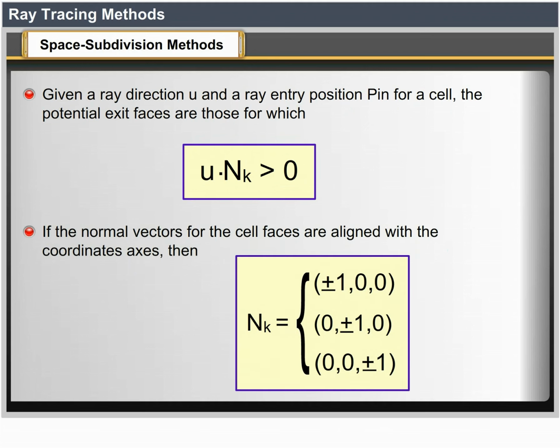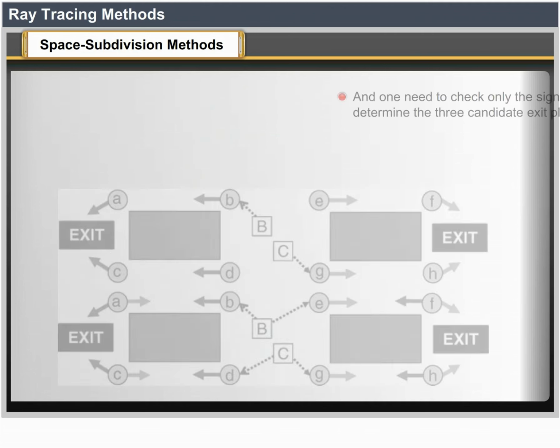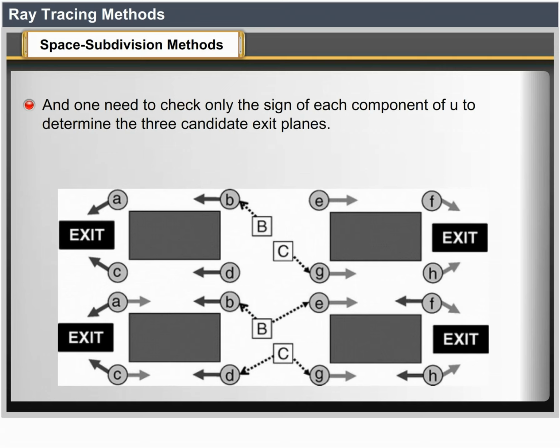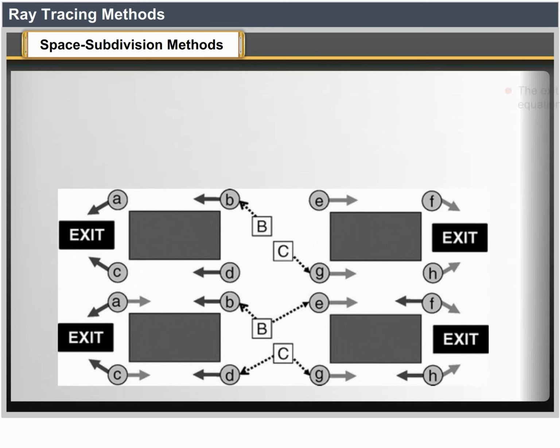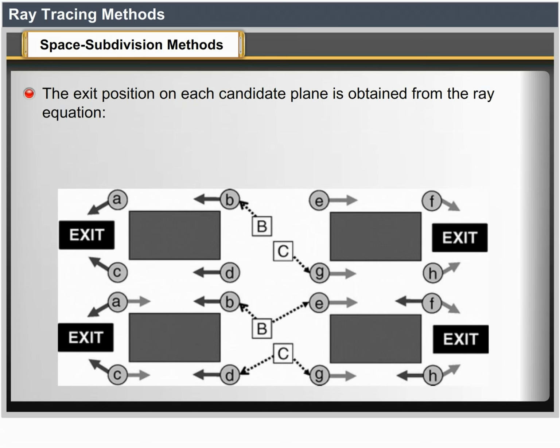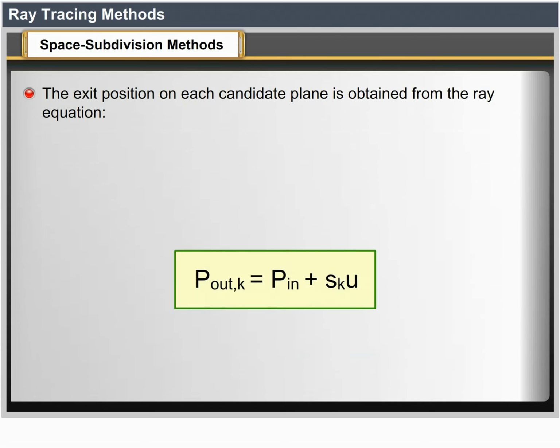And we only need to check the sign of each component of U to determine the 3 candidate exit planes. The exit position on each candidate plane is obtained from the ray equation, P_out,k = P_in + s_k U, where s_k is the distance along the ray from P_in to P_out,k.